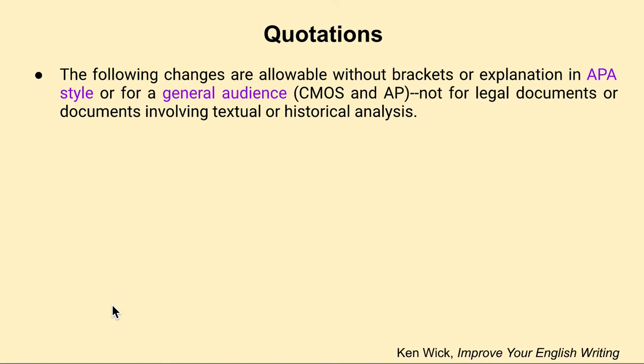So let's move on to, we're still talking about added or changed or allowable changes. The following changes are allowable without brackets in APA style or for a general audience, like Chicago Manual of Style or Associated Press, and not for legal documents or documents involving textual or historical criticism. So besides the allowable changes that we covered two slides ago, there are some other changes that are allowable for what we're going to call a general audience, but you would not do these changes for legal documents or where the analysis of the text is critical.